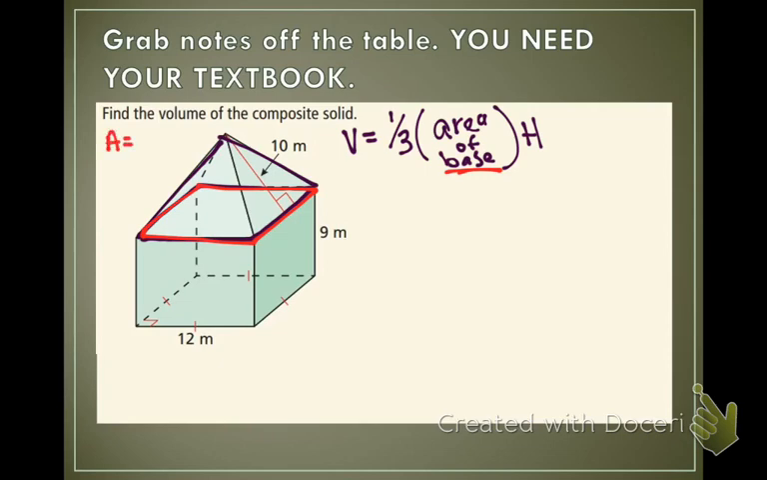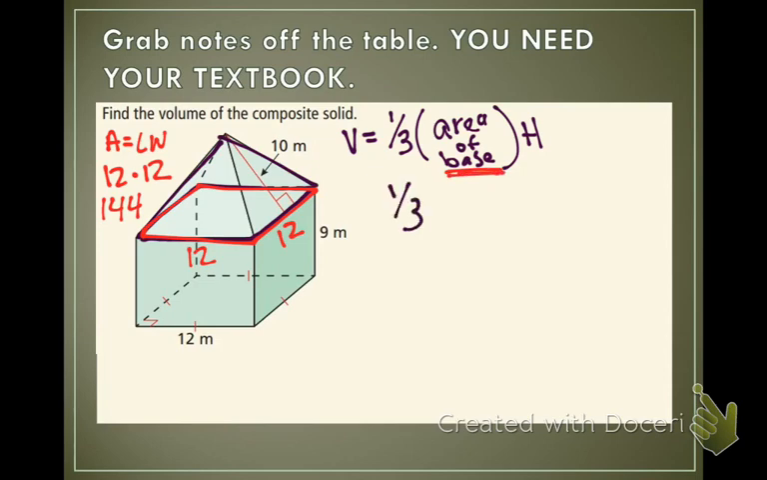We're finding the area. Length times width. This is a square. What is the length and the width of the square? 12 and 12, because it's going to be the same as the bottom. So 12 times 12 is 144. That's what we plug in for the area of the base.